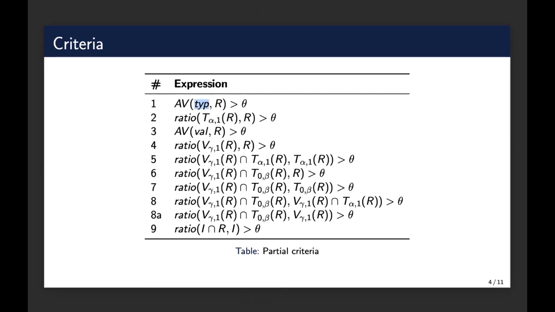In this case, we are using typicality, and basically what this one does is we are getting the average value for the typicality function in the output set. That is what we are doing. So we take the whole output of the system, we evaluate the typicality, and we want to know the average value of that typicality.